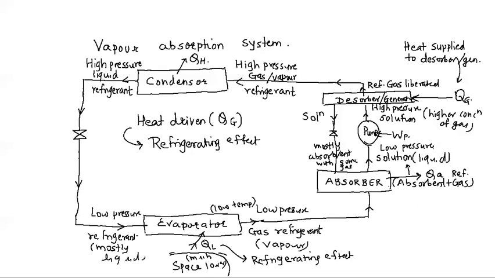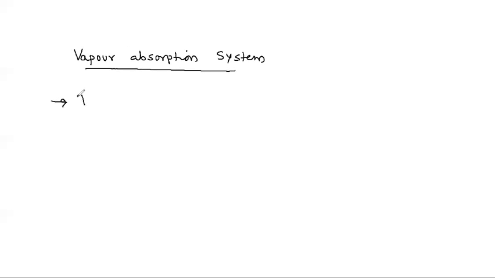One is the refrigerant, obviously. So the working fluid of your vapor absorption system, one is that refrigerant, which participates in the refrigerating effect. So the fluid which is entering the evaporator is the refrigerant. Okay, and another important fluid without which the system will not function is the absorbent.